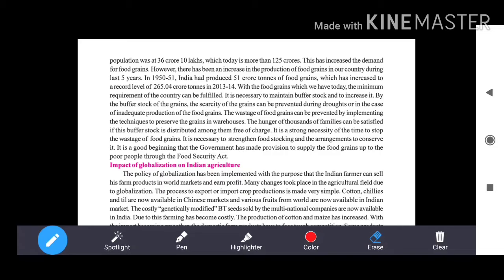मतलब कहीं ना कहीं ये require है because we do not know. As we all know, agriculture is like a gamble. You do not know on which side it is going to be. कहीं ना कहीं if there is good rain तो production अच्छी होगी, अगर बारिश नहीं होगी तो production कुछ होगा ही नहीं. So it is necessary to maintain buffer stock and increase it. By the buffer stock of the grains, the scarcity of the grains can be prevented during droughts or in the case of inadequate production of the food grains.